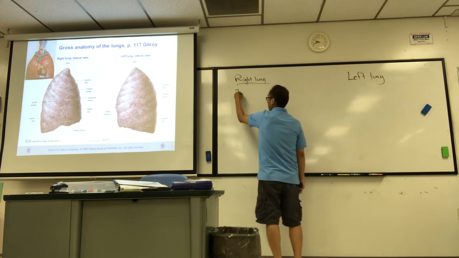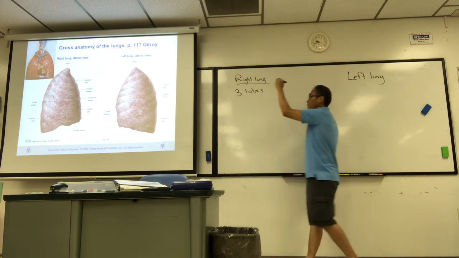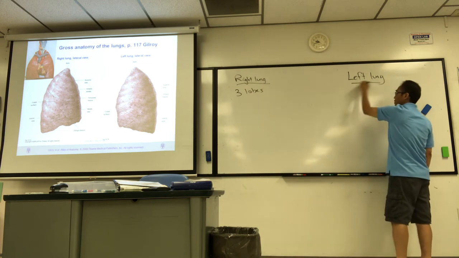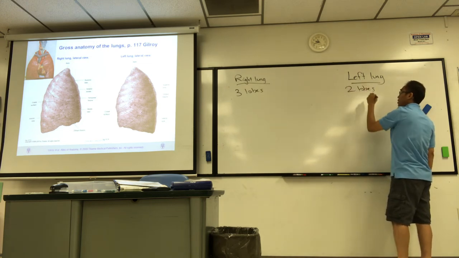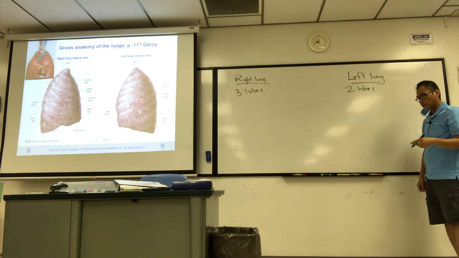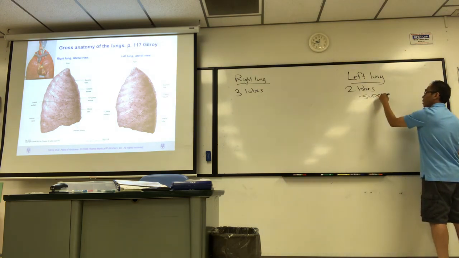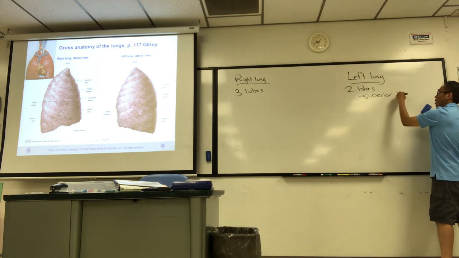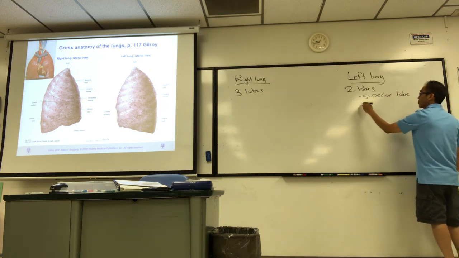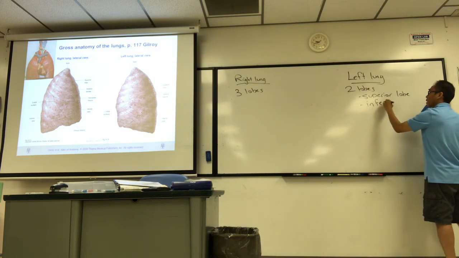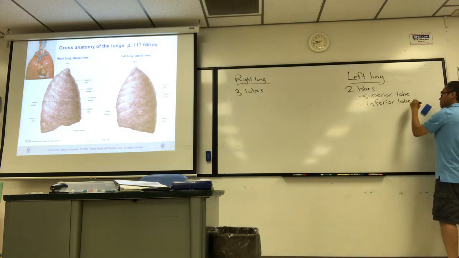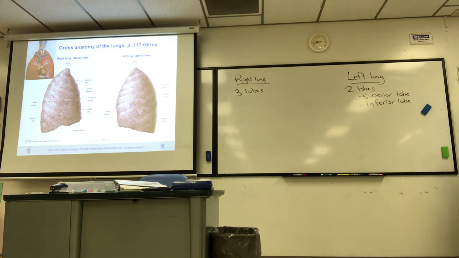Okay, right lung, 3 lobes. Left lung, how many? 2. Very good. So on the left lung, superior and inferior lobes, that's how they're named. You should be able to identify those. Now the lobes are easy to see on models of real lungs because there's a fissure, a deep groove, that separates them, and those lobes are separated by one oblique fissure.